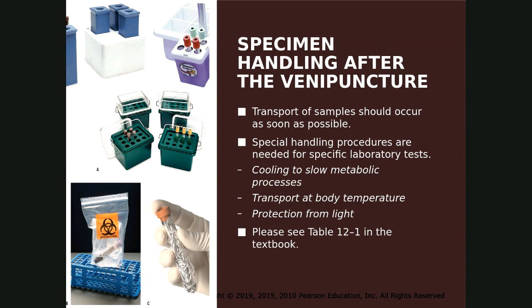Some common lab tests are bilirubin, beta-carotene, folate, vitamin A, and vitamin B6. It's really essential that we protect these specimens because, again, as they are exposed to light, they will start decomposing. And this shows the image of using foil to cover these samples.